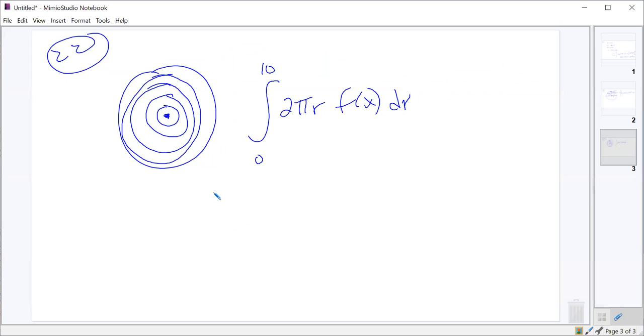Our first value should be 2 pi times our r value, which is our radius away from the center, which is 0 for the first one, times our 50. And then times the length of that interval, which is from 0 to 2. And the second one should be 2 pi times my r value, or the 2 that we're away now, times our 45 for that y value, times 2 for the length of that interval.